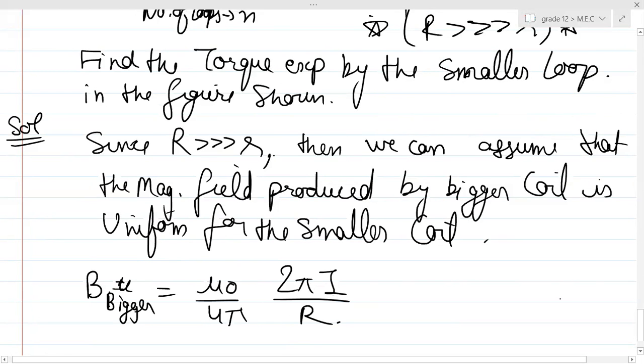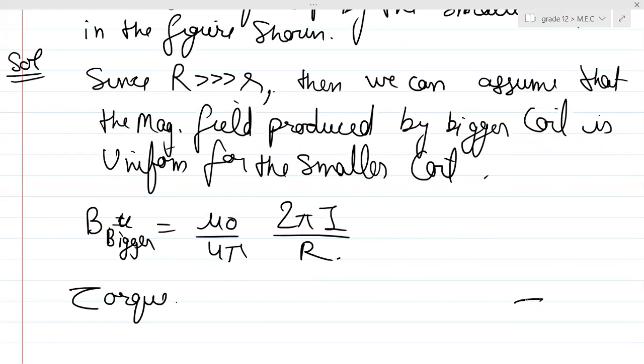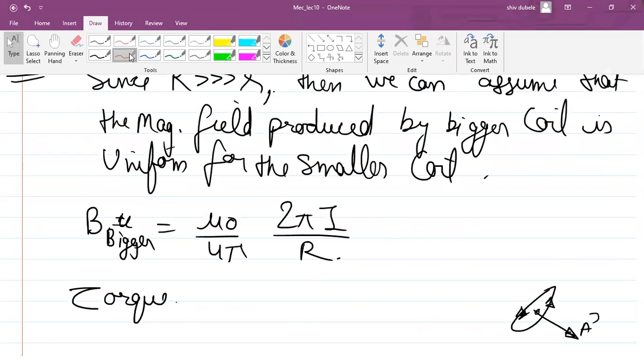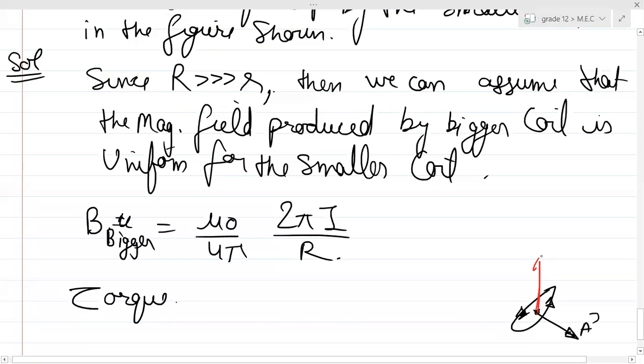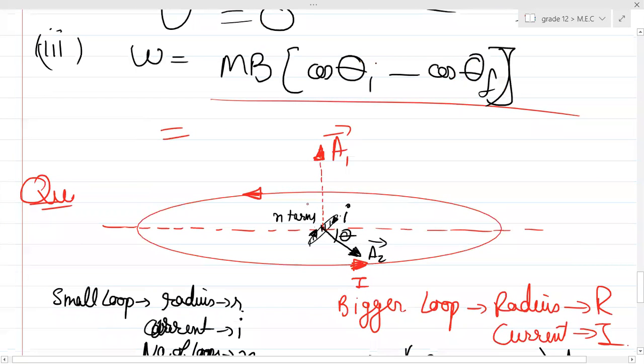Yes, sir. Now, what will be the torque on the smaller loop? Now, see the smaller loop. The area vector of this smaller loop is like this because the current was going like this. And what is the direction of the magnetic field due to the bigger coil? Guys, can you see over here? Can you see the direction was anti-clockwise? Yes or no? Yes, sir.